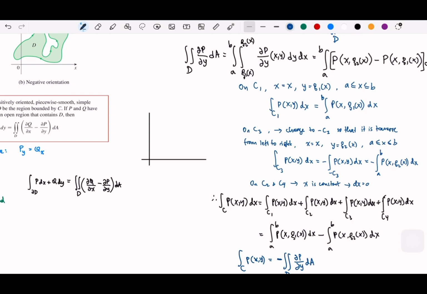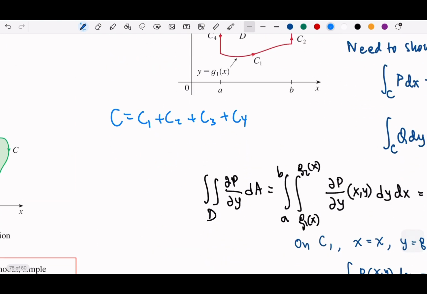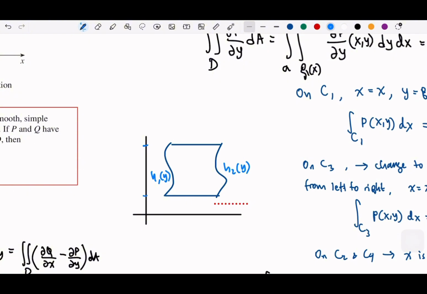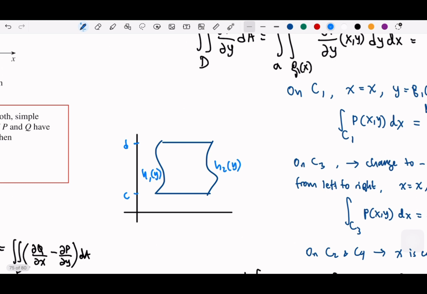we could have another one, for example like this, and maybe this is having h1 of y, h2 of y, and then we can do the same thing. Let's say this is from C to D to make it different from this one, and then all of this we can take into, let's say, C1, C2, C3, C4.